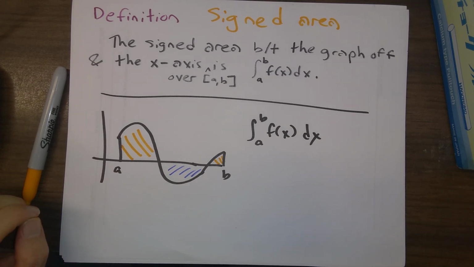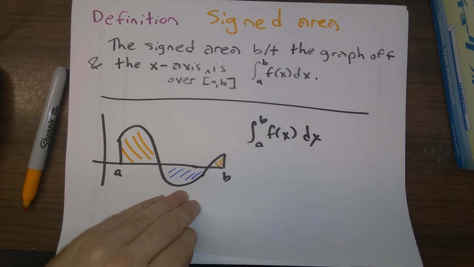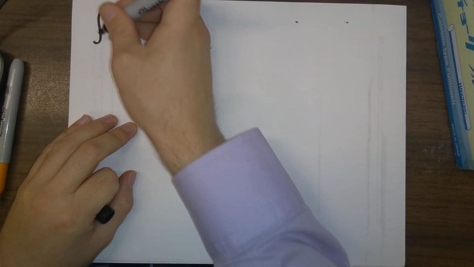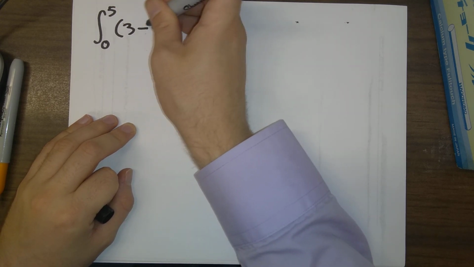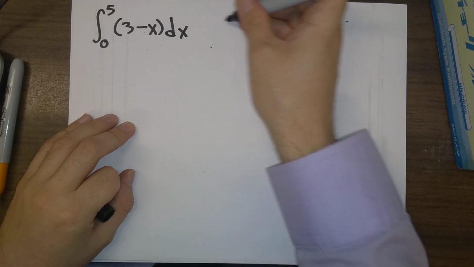So at this point, we want to start thinking about what are some answers for what definite integrals are. Sometimes we'll be able to calculate definite integrals very quickly if we have nice, simple geometry in terms of rectangles, triangles, circles, stuff like that. So for example, let's compute the integral from 0 to 5 of 3 minus x dx. And let's draw a picture of this.